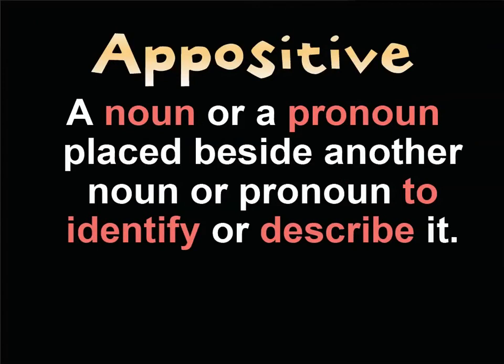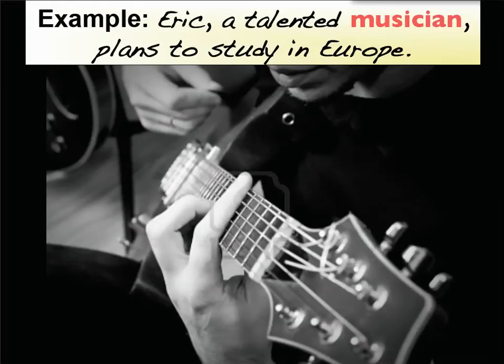An appositive is a noun or a pronoun placed beside another noun or a pronoun to identify or describe it. For example, Eric, a talented musician, plans to study in Europe. Notice the word musician, that noun or pronoun, further describes Eric, the subject of our sentence. So musician in this instance is the appositive.